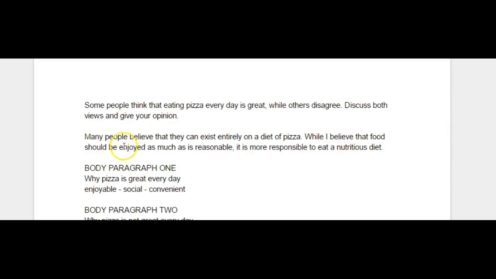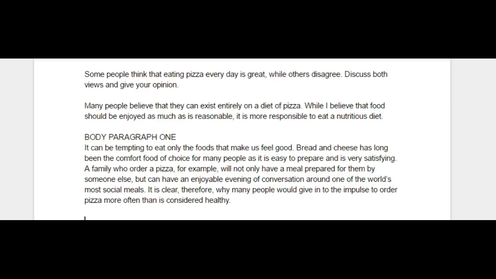While I believe that food should be enjoyed as much as is reasonable, it is more responsible to eat a nutritious diet because, you know, we have to look after ourselves. It is our responsibility to keep ourselves alive. Nobody else's. And eating pizza every day is going against that responsibility. So, body paragraph 1.